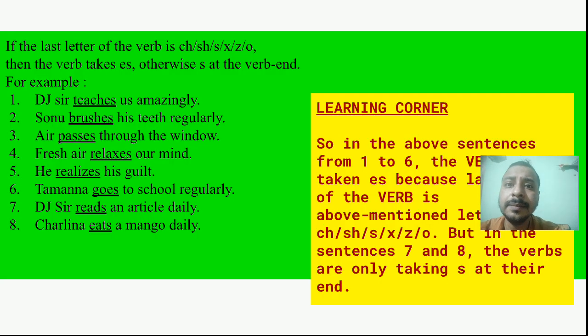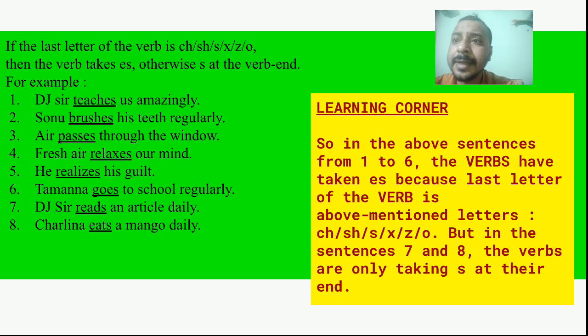Okay, you see here, if the last letter of the verb, this is very much important, if the last letter of the verb is CH, SH, S, X, Z, O, then the verb takes ES in simple present tense when the subject is third person singular number, then only. Otherwise, if there is no CH, SH, S, X, Z, O at the end of the verb, you remember, at the end of the verb, then it takes S.